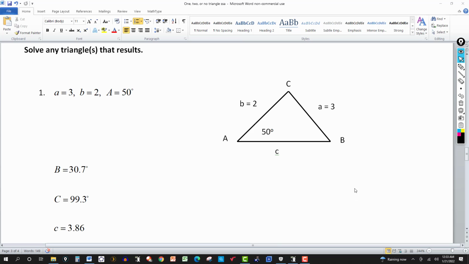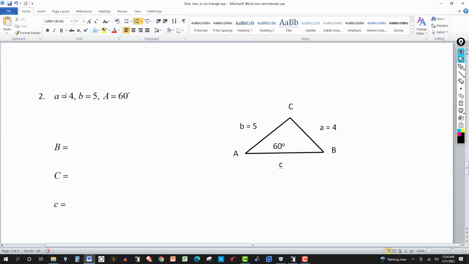So let's go to the second problem here. Okay, so in example 2, problem 2, we're given that angle A is 60 degrees. So I'm drawing the triangle over here. And I can keep in mind that the drawing here is not to scale, okay? It's just to give me something to look at.